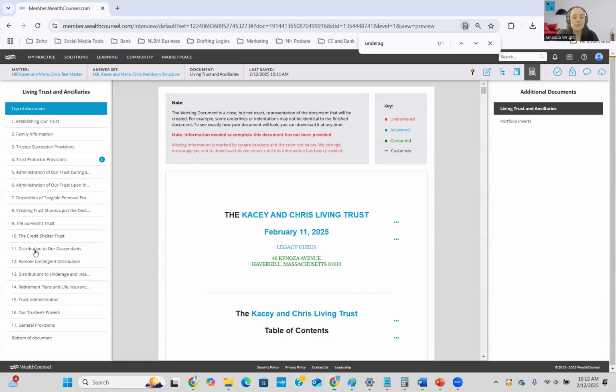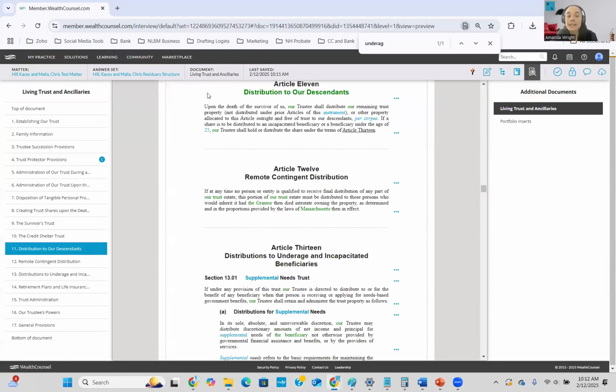So let's go over here, distribution to our descendants. See, it's very short. Upon the death of the survivor of us, our trustee will distribute our assets, not distributed in other portions of the instrument, outright and free of trust per stirpes to our descendants, right? So that's going to go 1/3, 1/3, and 1/3 in their name. But if they're under 25, it'll hold it pursuant to Article 13.